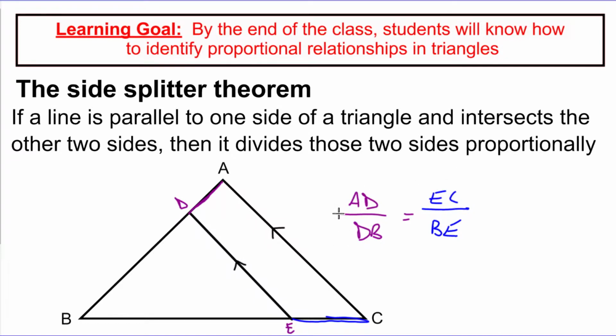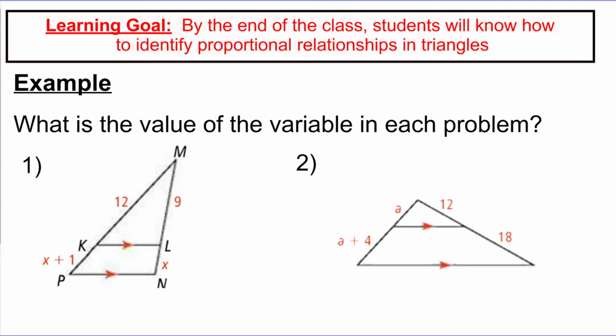So this side splitter theorem is actually just a much more general version of what you learned about when we talked about mid-segments. The rule about the mid-segments creating equal parts works as well, because the mid-segment being parallel was also creating a true proportion. So just keep in mind that this is an application of that mid-segment theorem. So let's take a look at some examples of just this theorem happening.